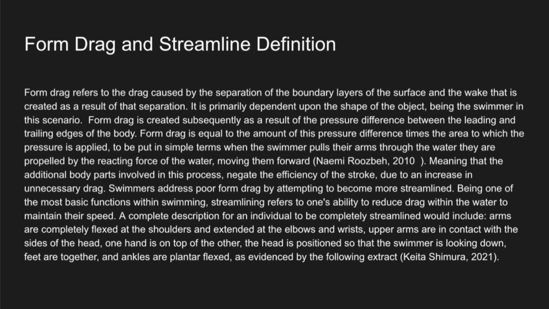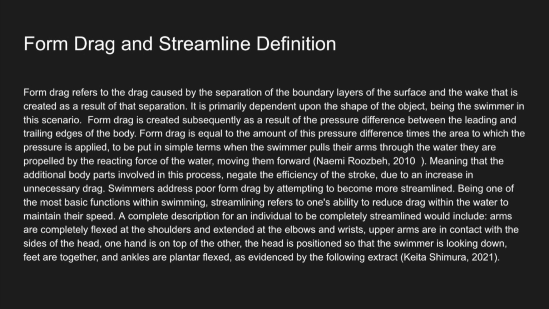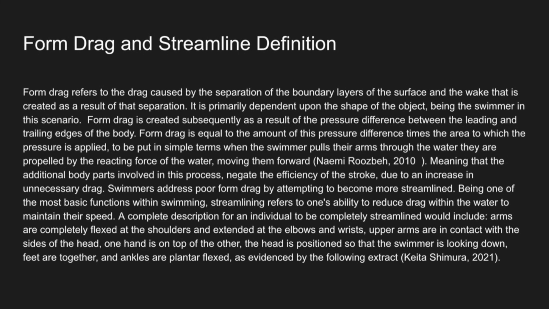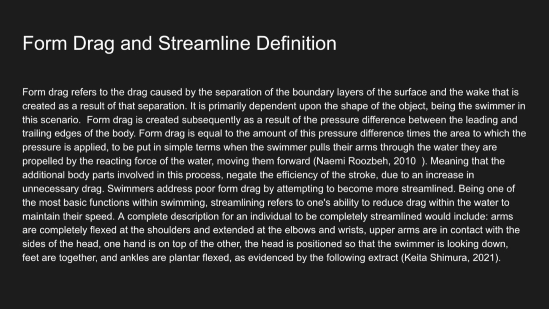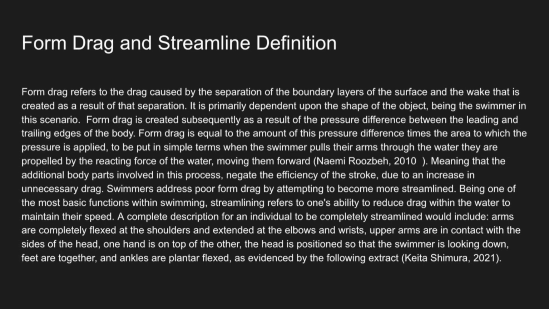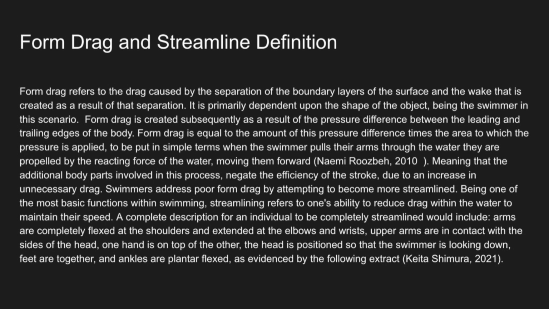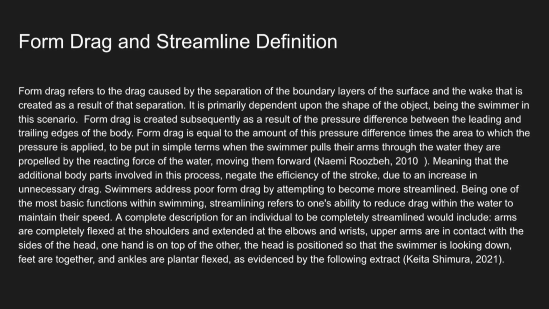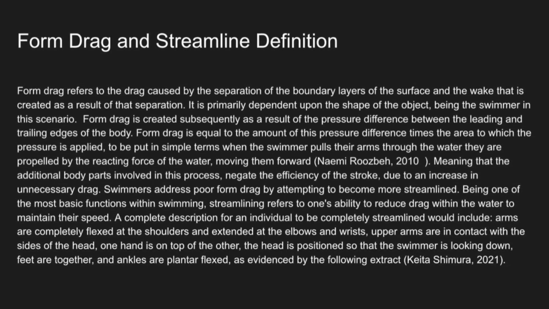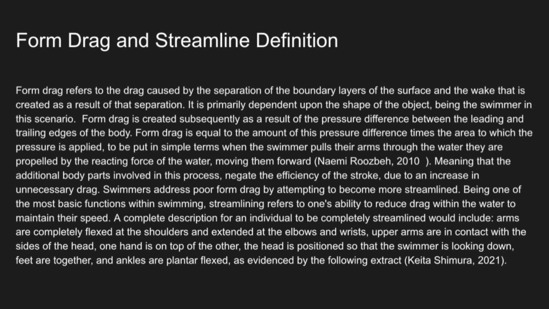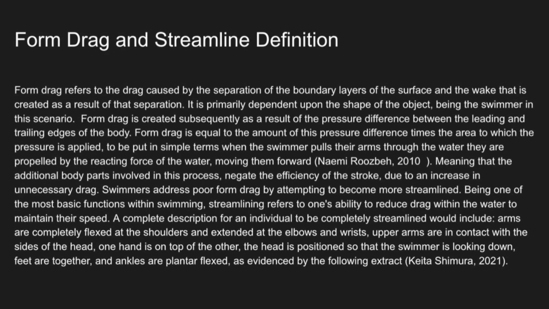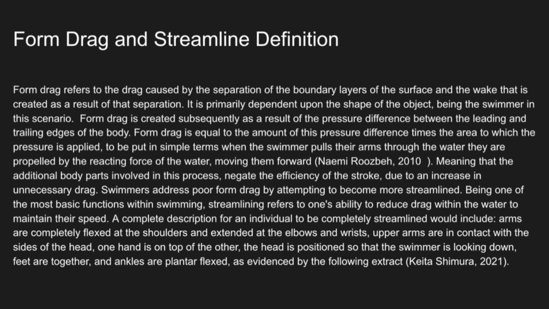Drag and streamline definition. Form drag refers to the drag caused by the separation of the boundary layers of the surface and the wake that is created as a result of the separation. It is primarily dependent upon the shape of the object, being the swimmer in this scenario. Form drag is created subsequently as a result of the pressure difference between the leading and trailing edges of the body. Form drag is equal to the amount of this pressure difference times the area to which the pressure is applied.